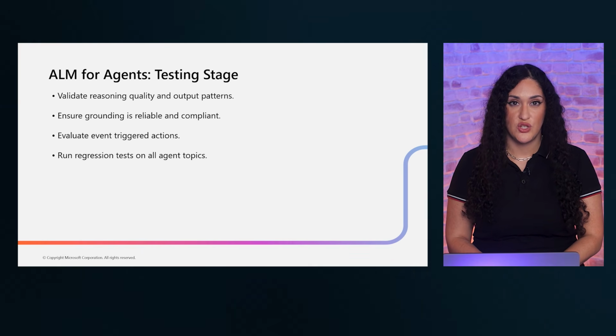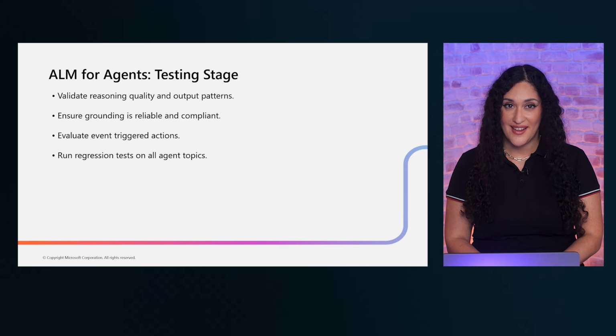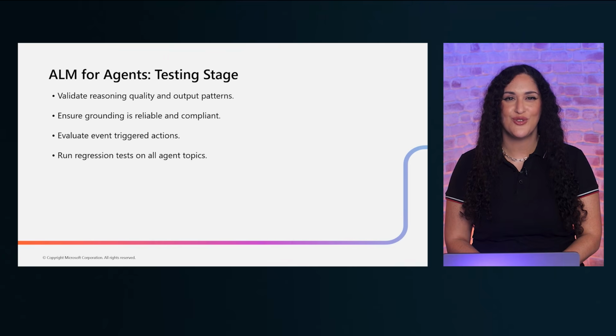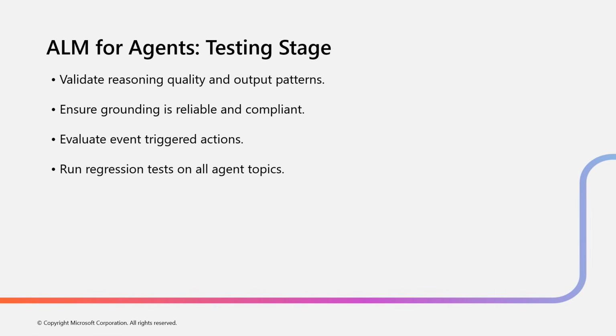The testing stage is where you validate everything before it gets close to production. Validate the reasoning quality and output patterns of your agents. Ensure grounding is reliable and compliant, meaning the agent cites correct and approved sources. Evaluate event-triggered actions to confirm they fire correctly. Run regression tests across all agent topics to catch any regressions from recent changes.